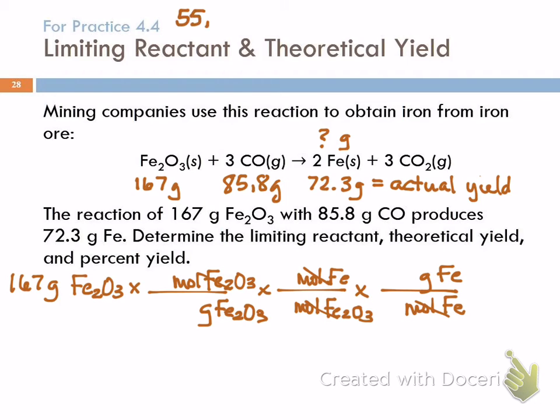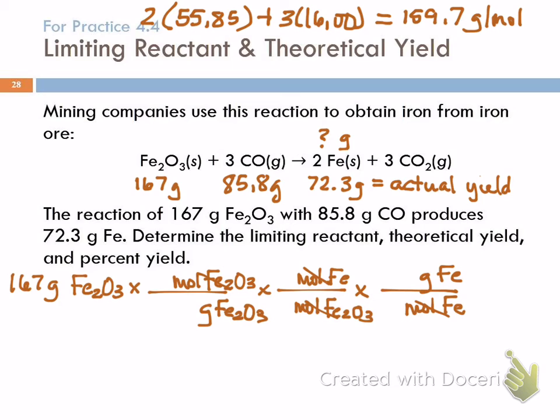Iron is 55.85. 2 irons and 3 oxygens: 2 times 55.85 plus 3 times 16 is 159.7 grams per mole. So 159.7 grams of Fe2O3 per mole of Fe2O3.